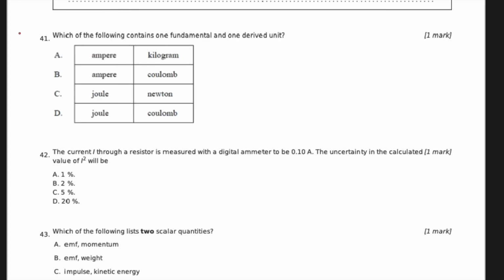Which of the following contains one fundamental and one derived unit? So ampere is a fundamental unit. Kilogram is also a fundamental unit. Ampere is a fundamental unit. Coulomb is a derived unit. So B is the correct option. For C, joule and newton, they are both derived units. D, joule and coulomb, they are both derived units.